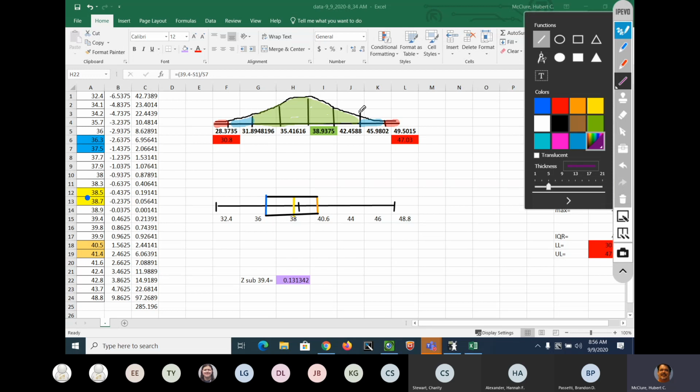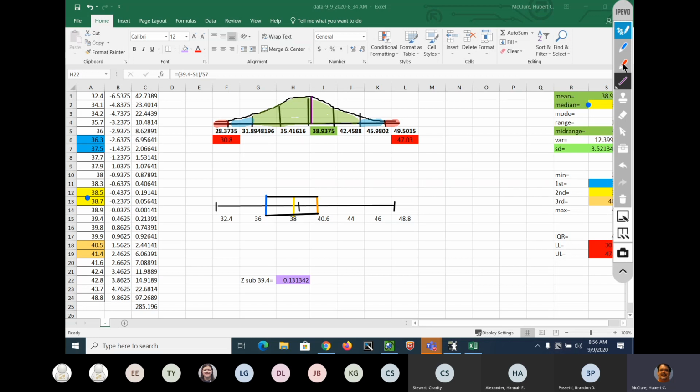Oh, well, it's close. So that 0.13 is going to be right about there. So it means it's a little bit better than half. I don't know what they're going to ask about it, but there's the z-score. All right, let's get out of this and see what else they're going to ask.